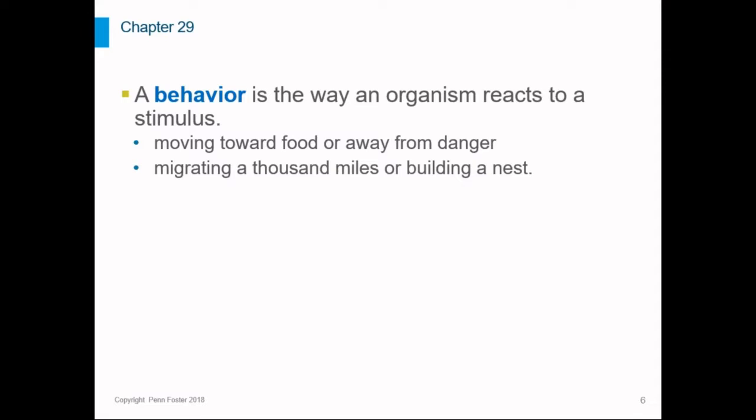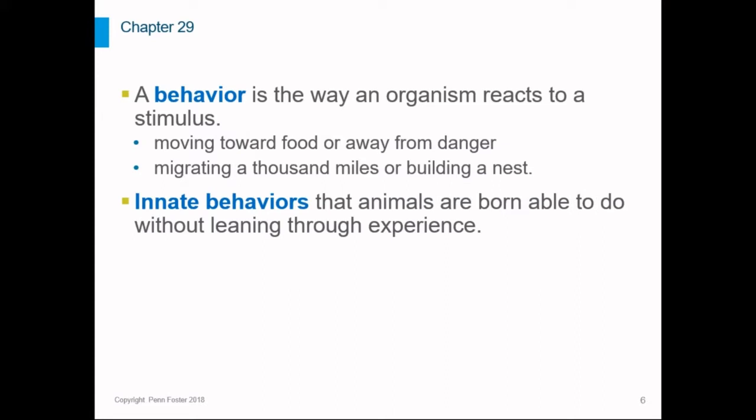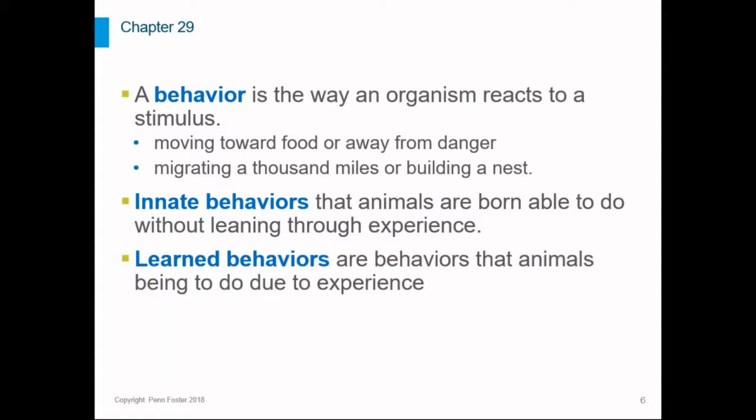And behaviors can also be complex or very simple. So it could be something like moving towards food or moving away from danger. It could be a more complicated behavior like building a nest or migrating 1,000 miles every year. Innate behaviors are what we generally call instincts. Innate behaviors are ones that animals are born able to do without learning through experience. And then learned behaviors are ones that animals need to learn. They need to have experience that teaches them how to do that. And we're going to study learned behaviors further.